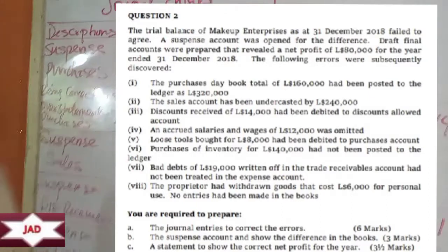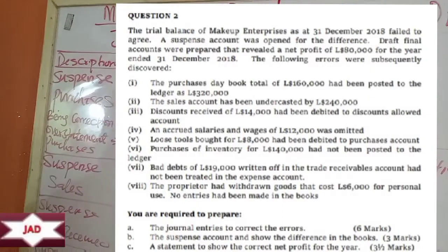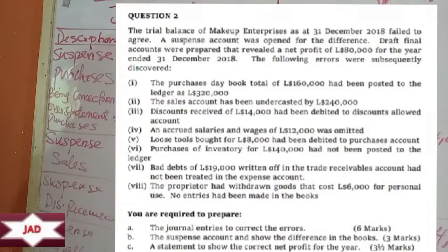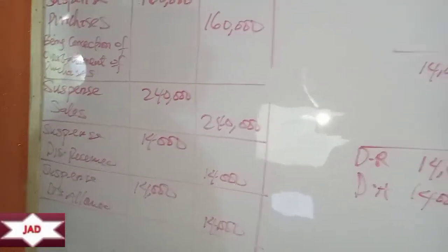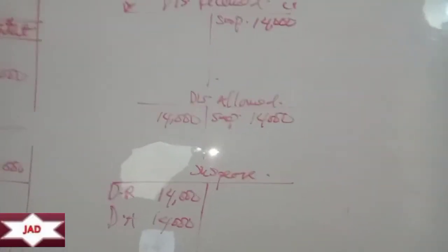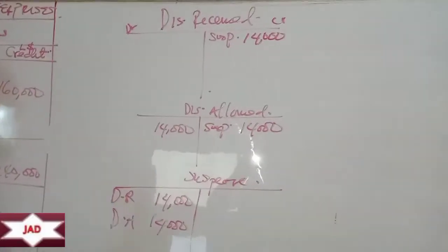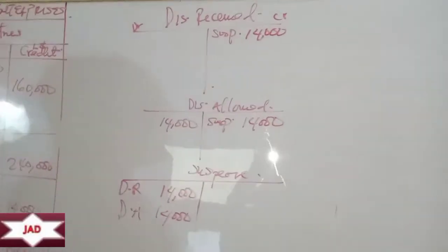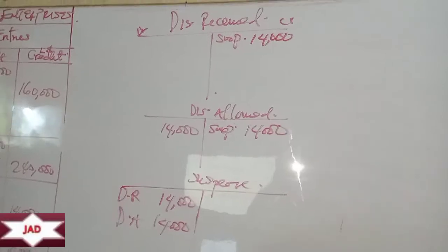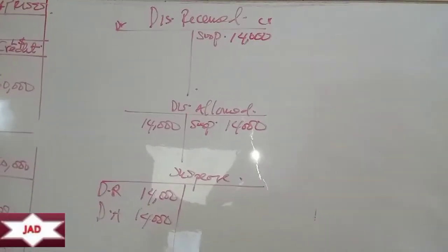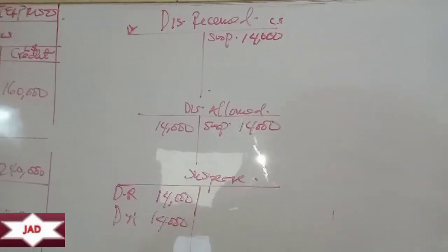Remember, there's a difference between accrued expense and expense. An expense is the expired cost for the period. Now, accrued expense is an outstanding cost that is yet to be settled but has been enjoyed for the period. So these are two different things. So they're telling us that an accrued expense, accrued salaries and wages of $12,000 was omitted.